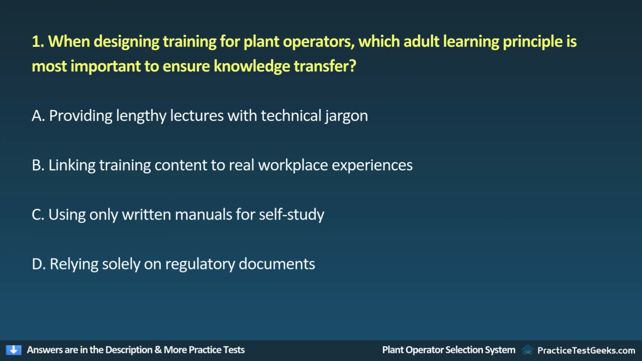1. When designing training for plant operators, which adult learning principle is most important to ensure knowledge transfer? A. Providing lengthy lectures with technical jargon. B. Linking training content to real workplace experiences. C. Using only written manuals for self-study. D. Relying solely on regulatory documents.